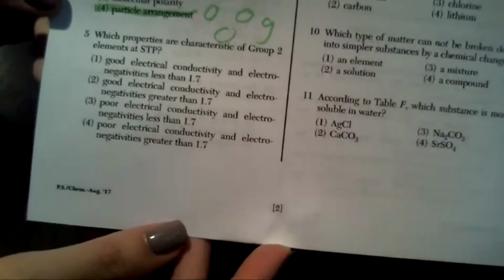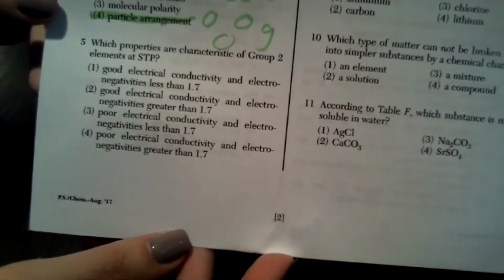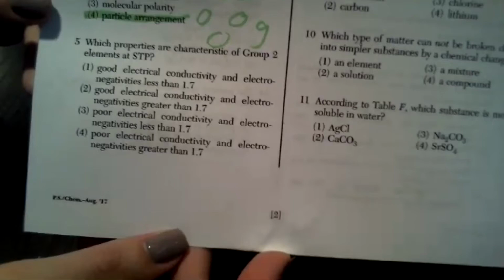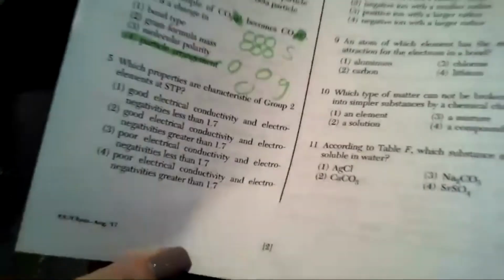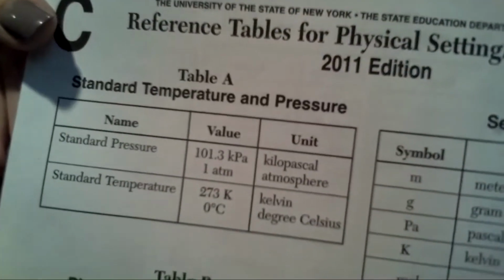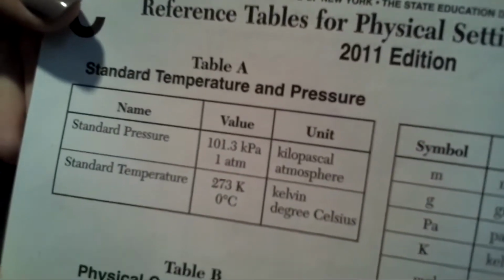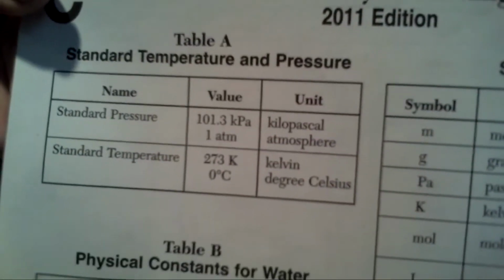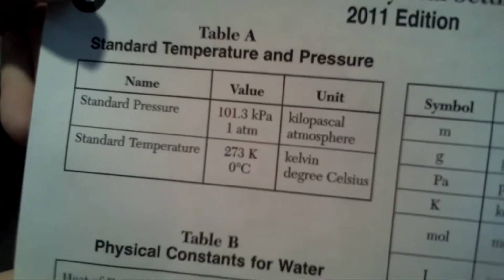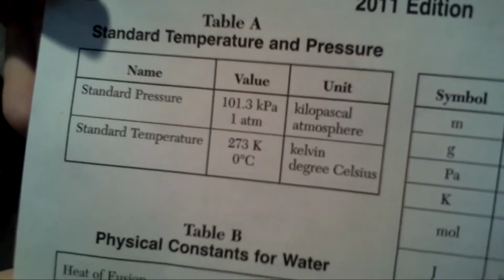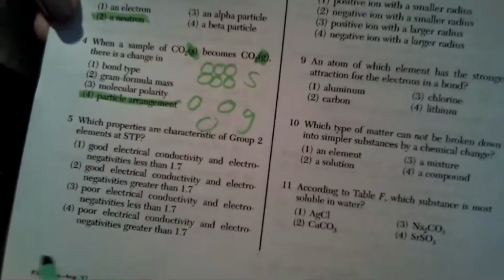Next is question 5. Which properties are characteristics of group 2 elements at STP? STP stands for standard temperature and pressure, which is listed on table A right here. Standard pressure is going to be 1 atmosphere, which is the pressure typically at sea level. And then we have our standard temperature, which is 0 Celsius, the freezing point of water. So group 2 elements at STP.